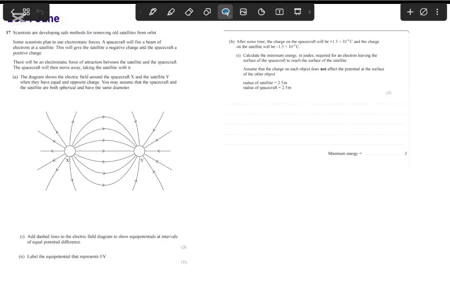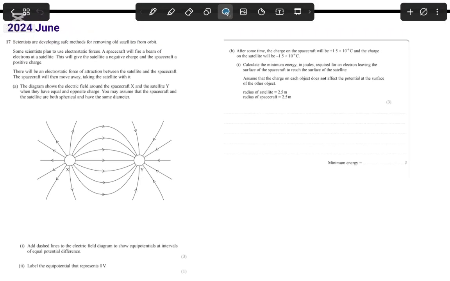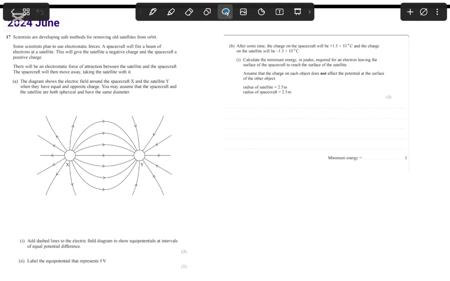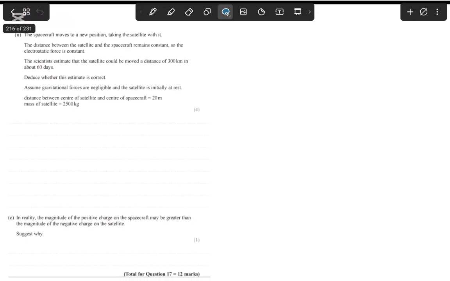Welcome back to the exam walkthrough. We're going to be going through the 2024 June electric field question. This is going to be question number 17. So you can go through the question and try it yourself.